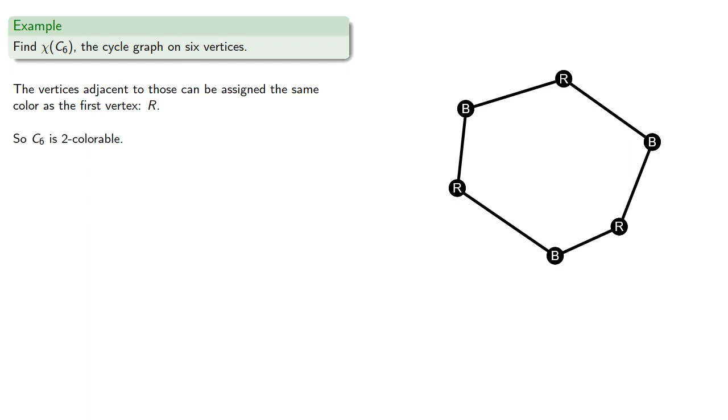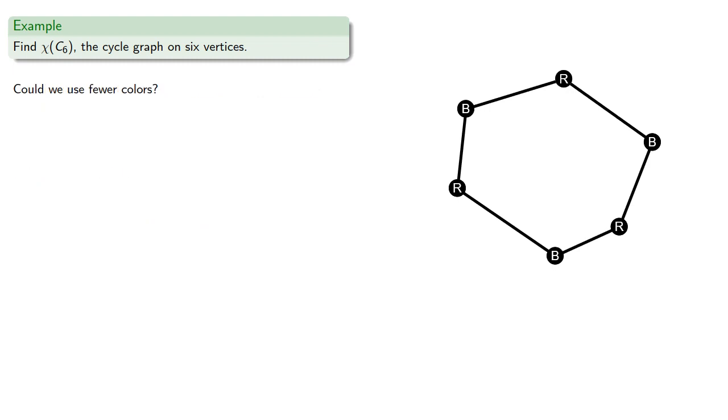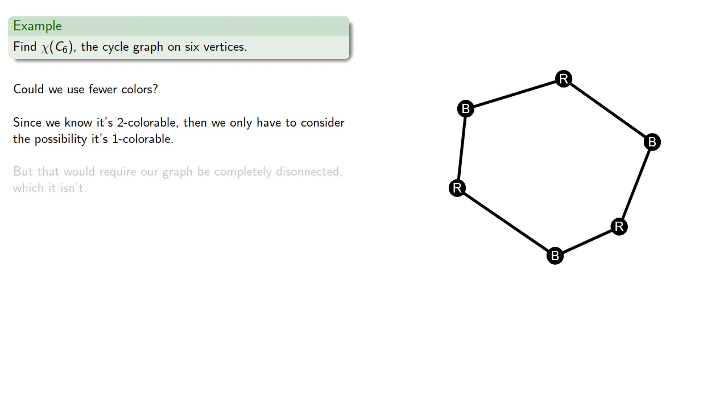But remember, just because it's two colorable doesn't mean the chromatic number is 2. And so the question you've got to ask yourself is, can we use fewer colors? Since we know it's two colorable, because we have a two coloration, then we only have to consider the possibility it's one colorable. But that would require our graph to be completely disconnected, which it isn't. So we know the chromatic number isn't 1, so the chromatic number must be 2.